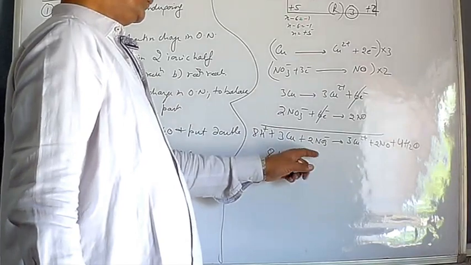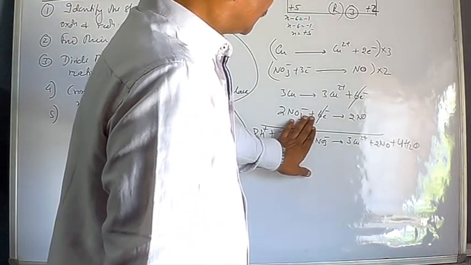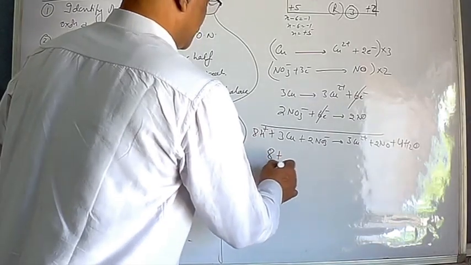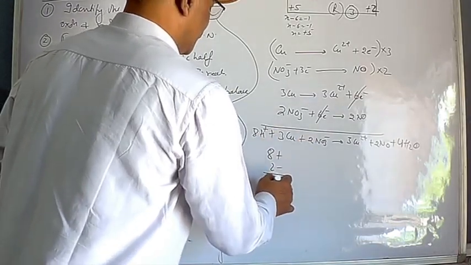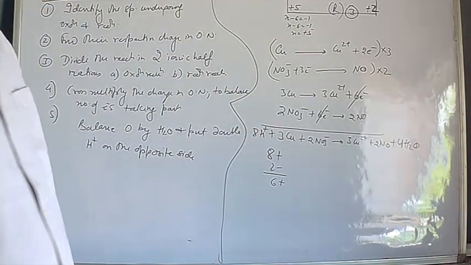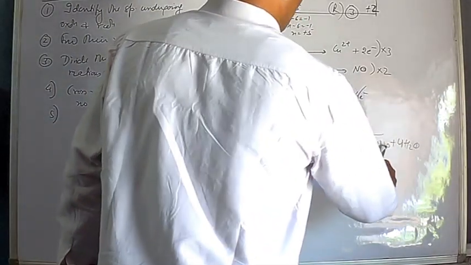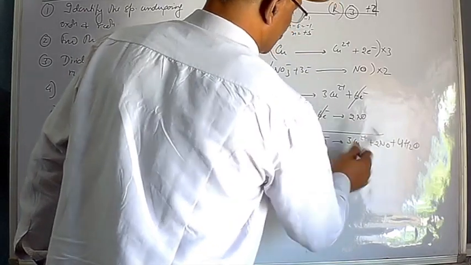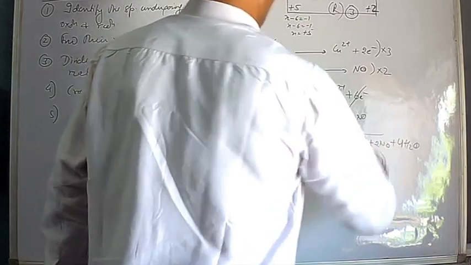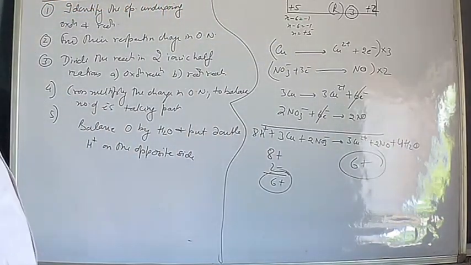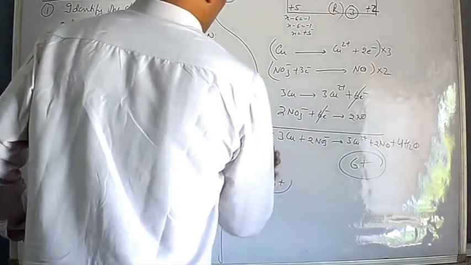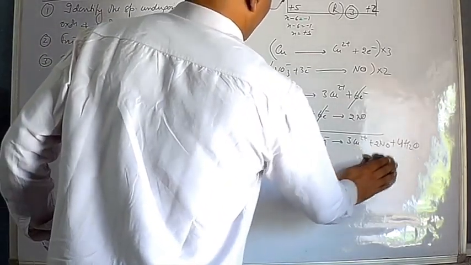No charge here. Let us move here. One nitrate contains one negative charge, so 2 nitrate will contain 2 negative charges. So overall, how much am I getting? I am getting 6 positive charges on the reactant side. No charge here, no charge here. One copper has 2 positive charges, so 3 copper will have 6 positive charges. 6 positive here and 6 positive there. Therefore, the reaction is balanced. So class, this way the acidic medium reactions are balanced.